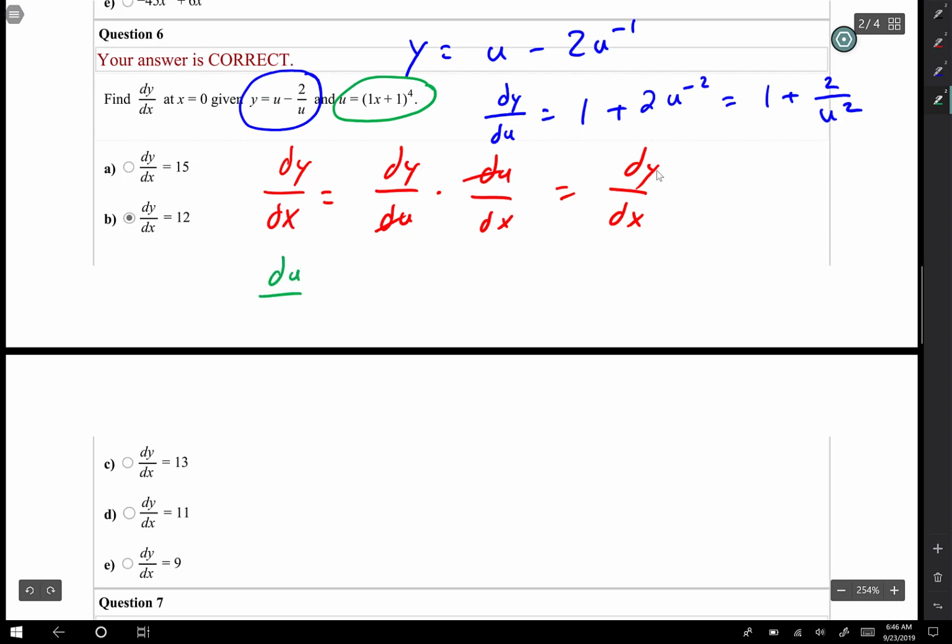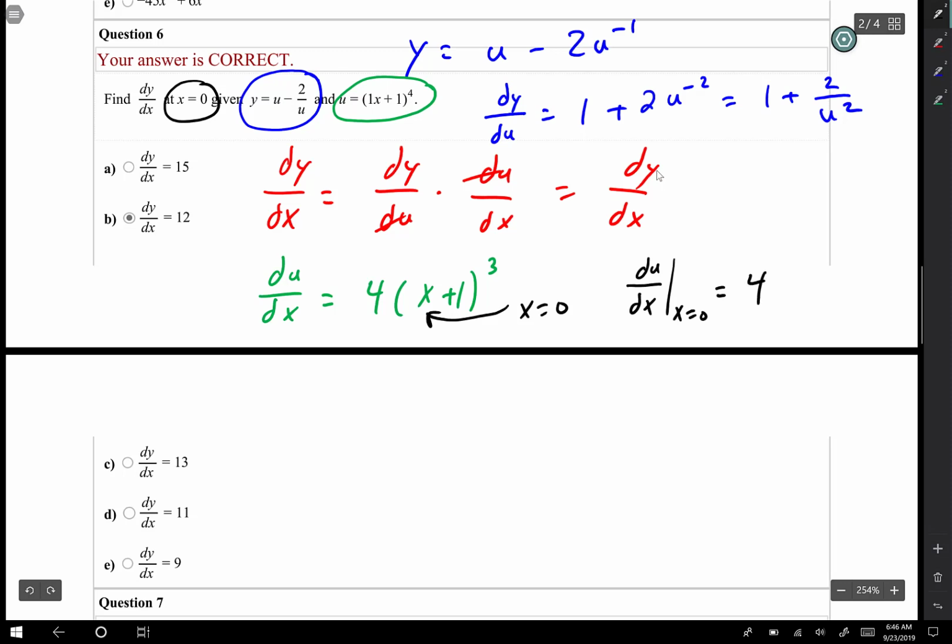So du/dx is equal to 4x plus 1 to the third power times 1. So there it is. I'm going to plug in x equals 0 wherever there's an x. So I'm going to plug in x equals 0 in here. If I do that, I get 0 plus 1, which is 1. 1 to the third is 1. 1 times 4 is 4. So du/dx when x equals 0 is just 4.